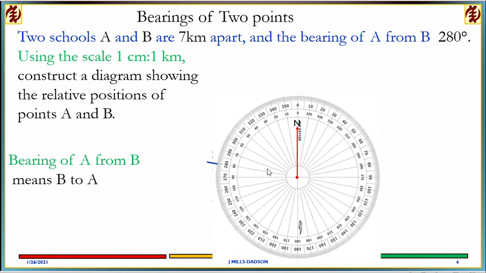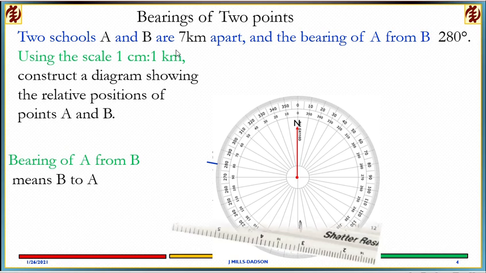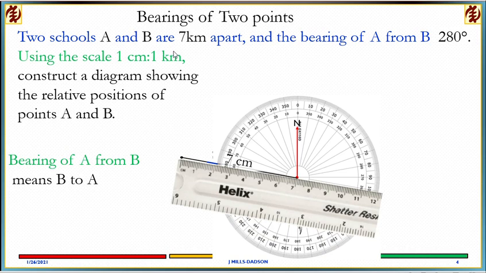Now, I know the distance between them is 7 kilometers. So even though I'm going to make a straight line, I need to make the straight line 7 cm long, because 7 kilometers will look like 7 cm on paper according to the scale. Because if 1 is 1 kilometer, 2 is 2 kilometers, 7 is 7 kilometers, in that order. So I need to measure 7 cm.